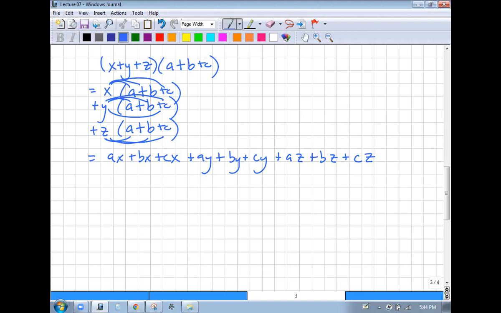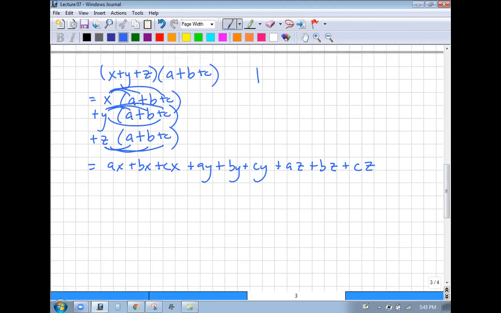All right, now you can multiply any number of things times any number of things. Distributive property. Okay.